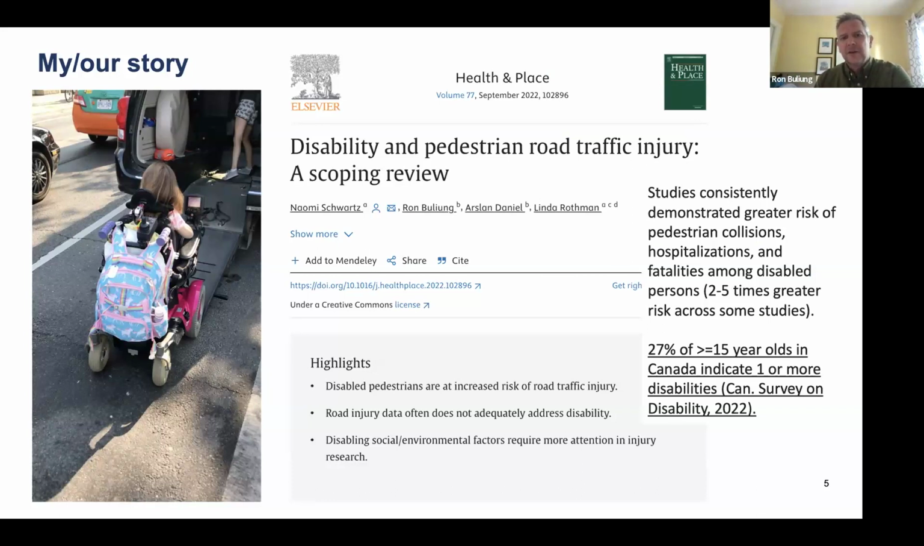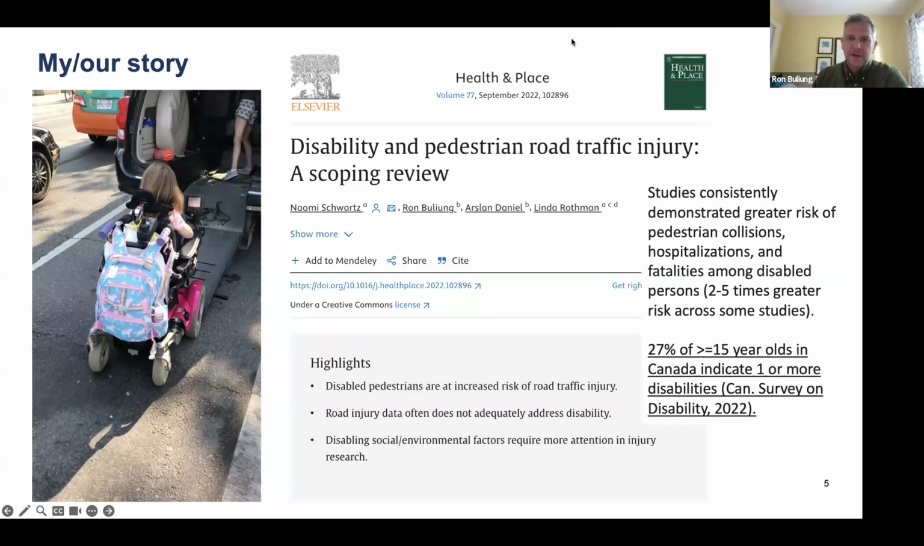A few years ago, I was curious as a result of walking around the city with my daughter and noticing her height relative to things like pedestrian countdown timer buttons and things of that nature. I was curious to look at the literature to see what was written about pedestrian injury and disability, right? And we ended up publishing a scoping review, and we found that studies consistently demonstrated greater risk of pedestrian collision, hospitalization, fatality among disabled persons. In some cases, 2 to 5 times greater risk, which is phenomenal.